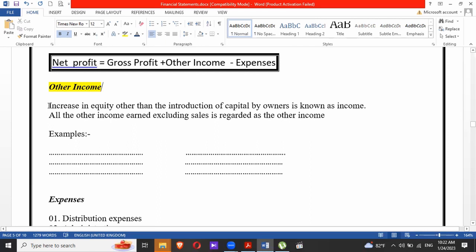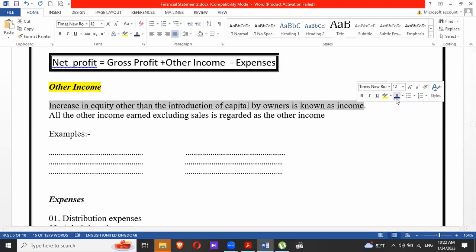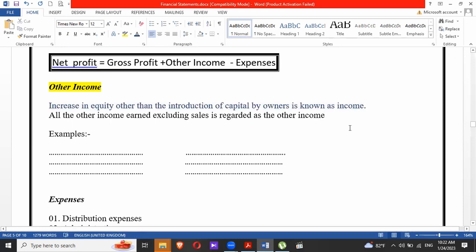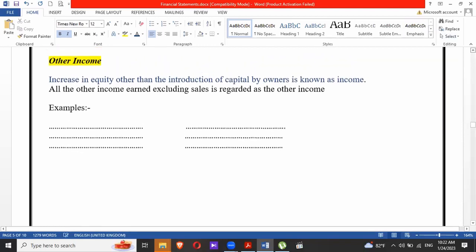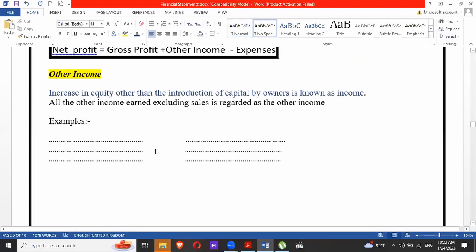Look at the statement I have given here. Increase in equity other than the introduction of capital by owners is known as income. Simple, right? All the other income earned, excluding sales, we call it other income. So we'll write some examples of other income.